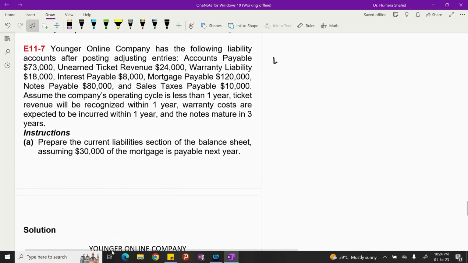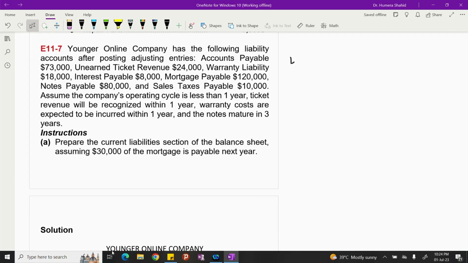Exercise number 11-7. Younger online company has the following liability accounts. After posting adjusting entries, so adjusting entries are already done. Now these are the updated balances of liabilities accounts. They did not tell us current liabilities or long-term liabilities. We know that some liabilities by name are of current nature, and some we check their life with the operating cycle and we decide, right?